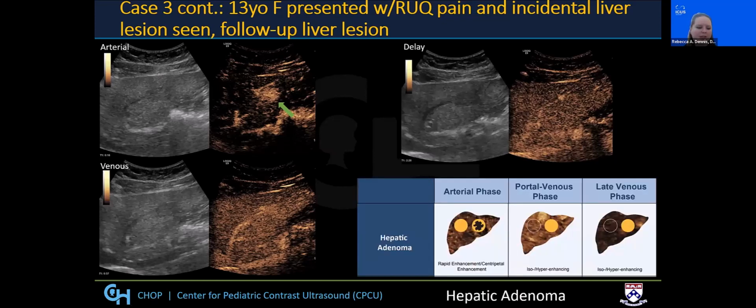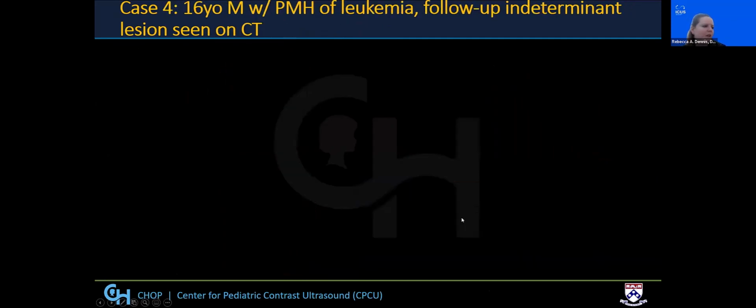This is compatible with a hepatic adenoma. It had rapid enhancement on arterial phase. Sometimes you can have a centripetal enhancement. Portal venous phase and late venous phase, it can kind of be a mixed bag. You have hyperenhancement or isoenhancement, but that's typically what you'll see with hepatic adenoma. And this patient had a 1-year follow-up with contrast, and it was stable 1 year later. And then 2 years after that, they had another right upper quadrant ultrasound to evaluate stability, and it's been stable ever since.